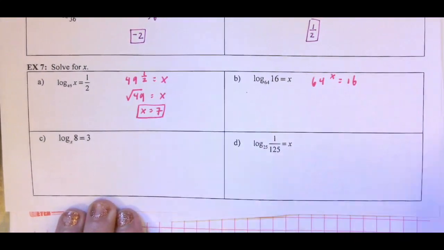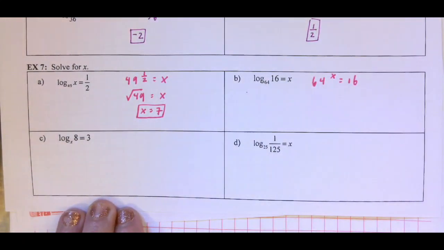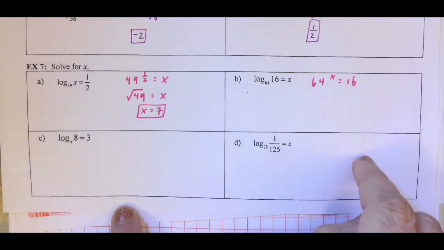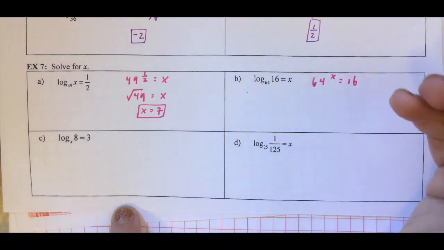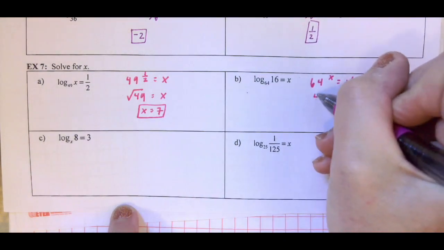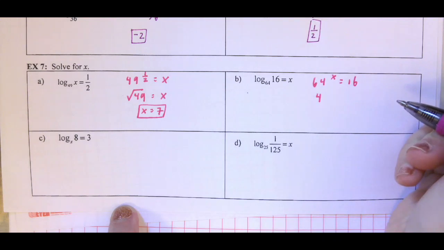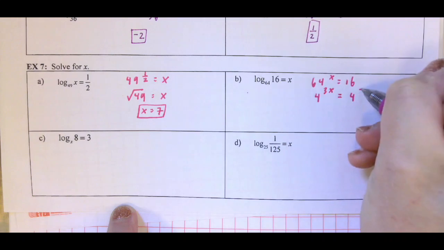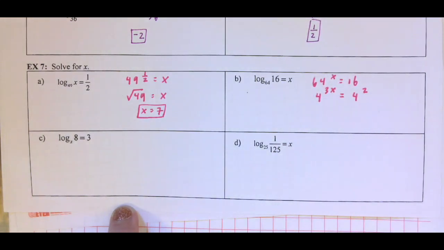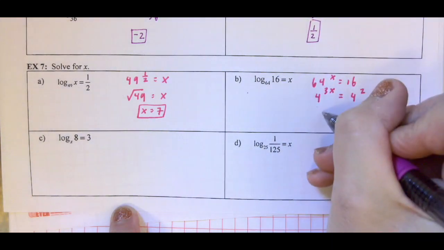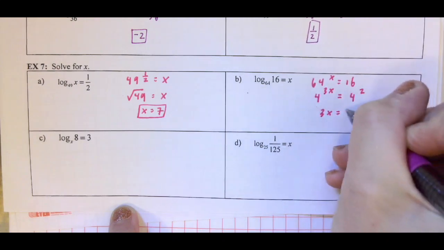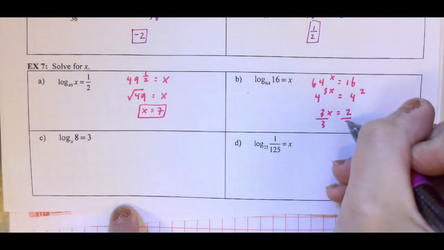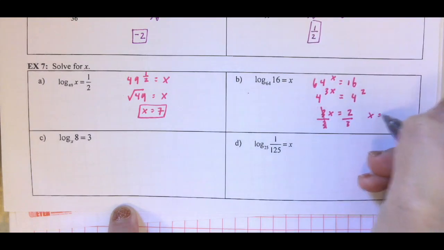Okay, for this next one, 64 to the x power equals 16. Okay, so here I need to think of how I can solve for x. Can I make these powers of the same thing? Well, yeah, they're both powers of 4. They're also powers of 2. Let's say I do powers of 4. 64 is 4 to the third power. So 4 to the 3x equals 4 to the second power, right? 16 is 4 squared. So now, since their bases match, their exponents match also. So 3x equals 2. Divide out that 3, and x equals 2/3.